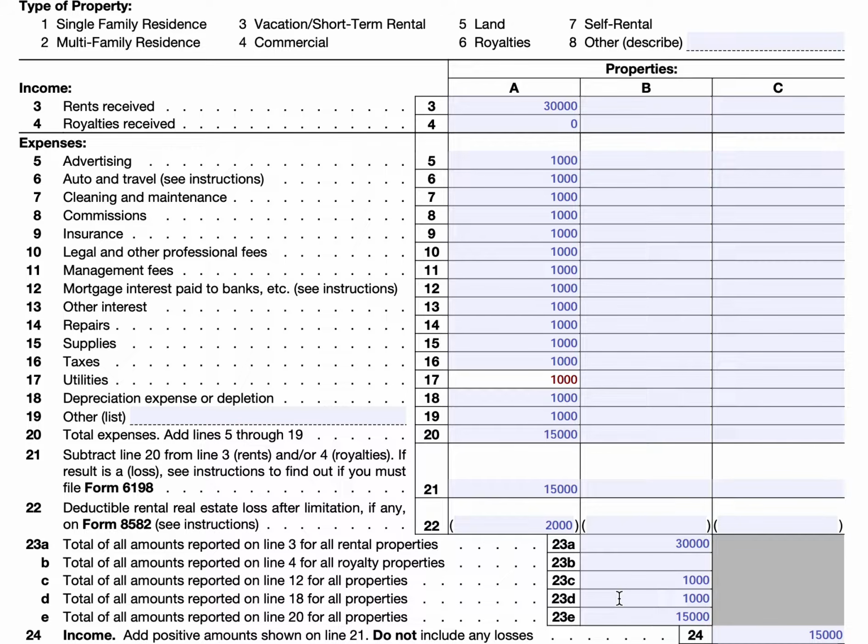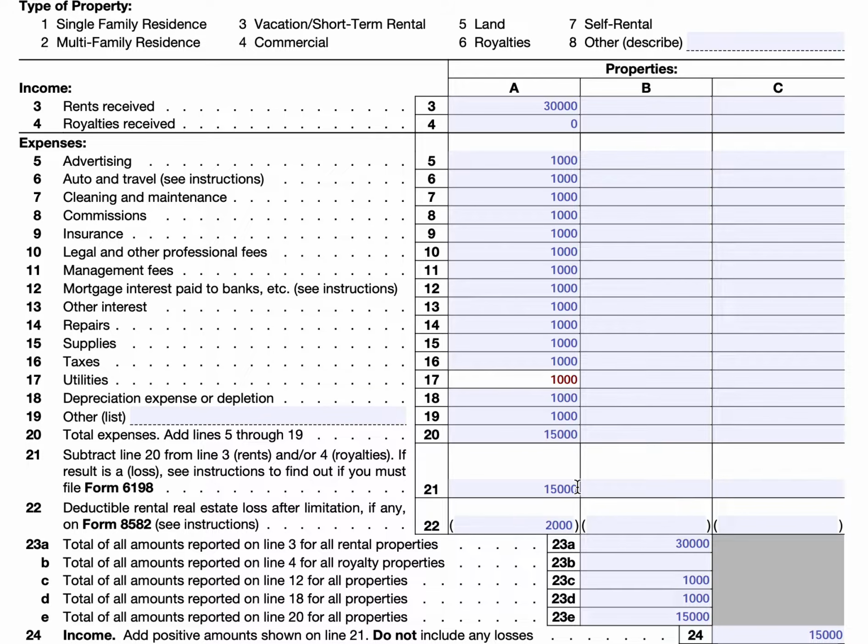In line 19, you might include any other ordinary and necessary expenses. For example, the auto lease expenses that we previously mentioned. Revenue Procedure 22-14 contains additional details about energy efficiency improvements to a commercial building, for example, which you would be able to deduct here. In line 20, we're going to add all of these items and we get to a sum of $15,000. We would subtract line 20 from our rents received and any royalties. So we do that and we arrive at $15,000.